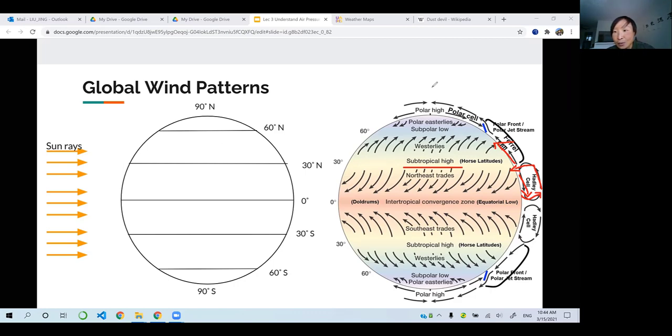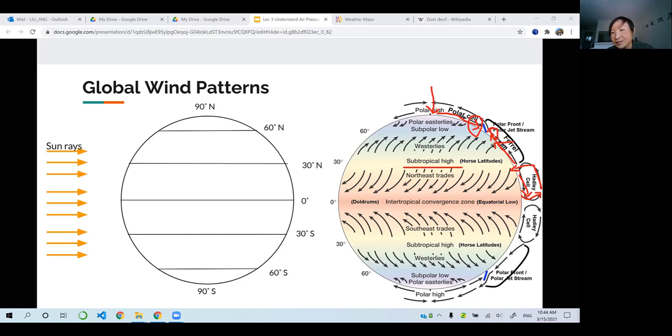And let's go to the two poles. The polar area is cold, so air is descending. Then when they hit the ground, they will go to the lower latitude. So you can see at about 60 degrees north and south, you have two air masses that collide into each other, okay?